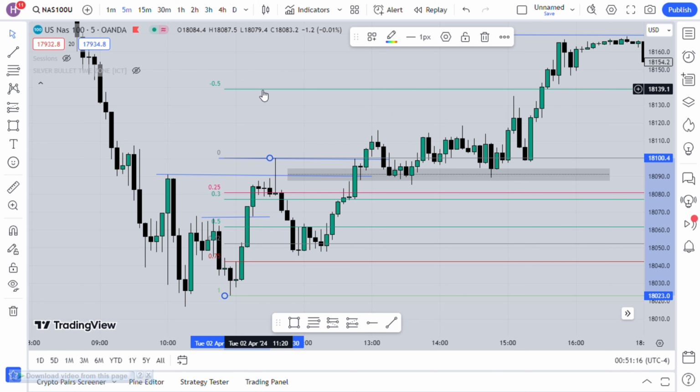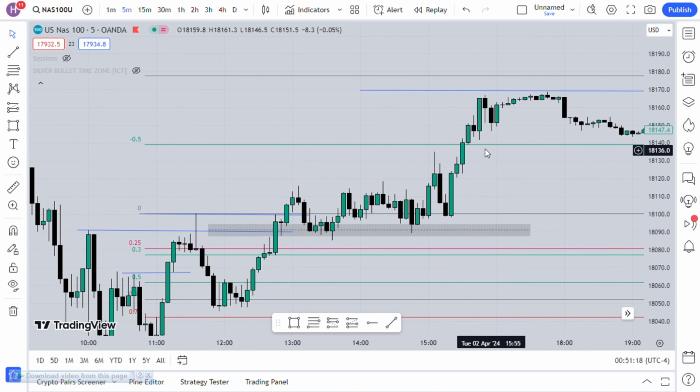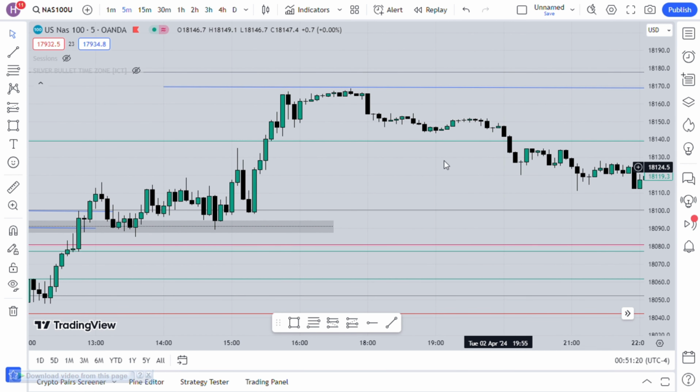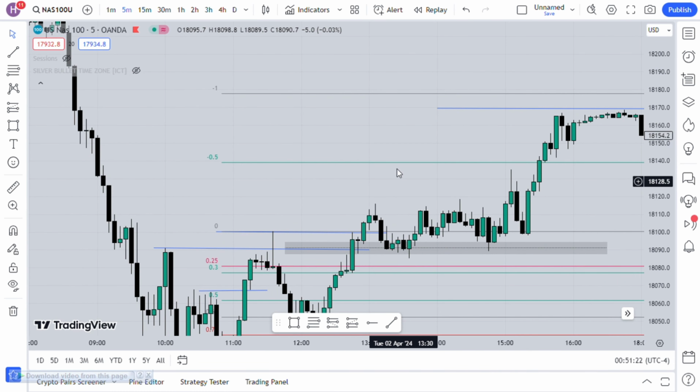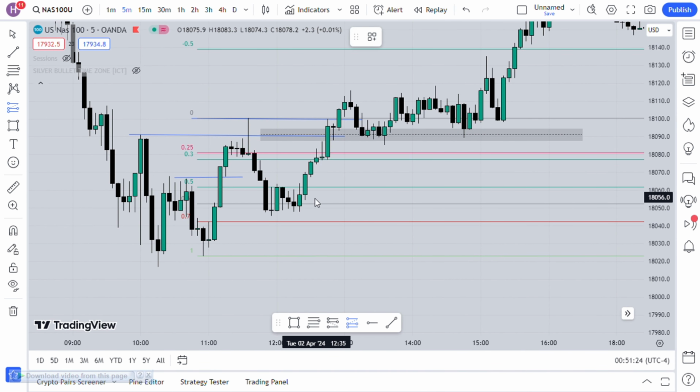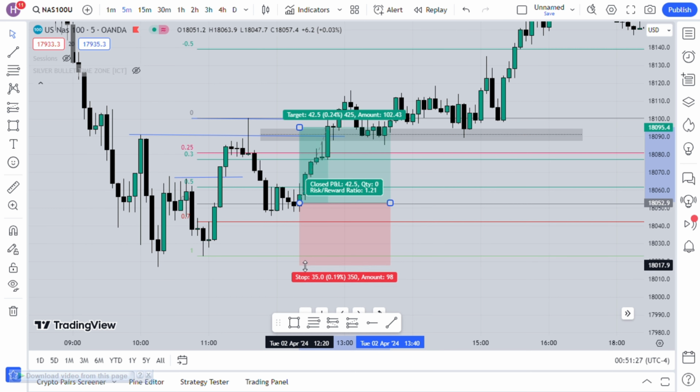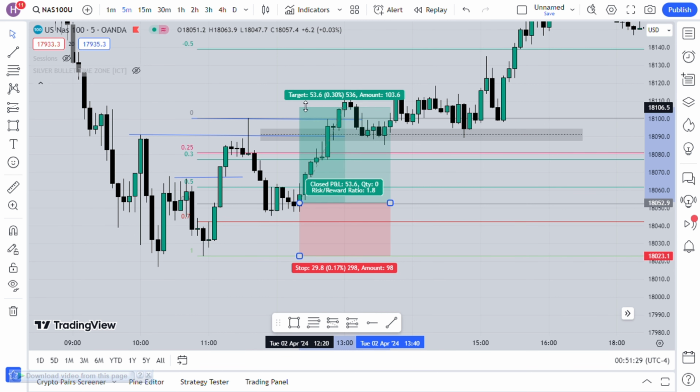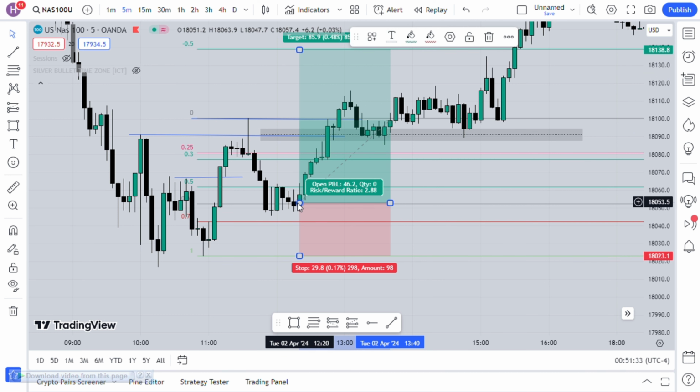The market reached, and as I had indicated, a nice 1 to 3 trade, almost 1 to 3 trade. Yeah, nice 1 to 3 trade, and with that we can have a nice trading session.